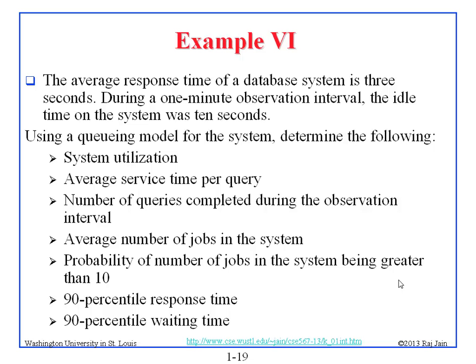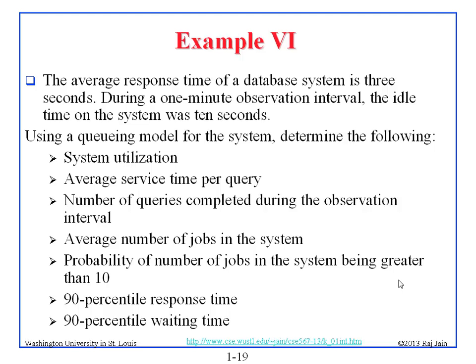The average response time of a database system is 3 seconds. So you did the measurement and you found out that your database system takes 3 seconds to answer the query. You ask, what is my balance? And it tells you in 3 seconds. During a 1 minute observation interval, the idle time on the system was 10 seconds. And then you observed it for 1 minute, 60 seconds. Out of that, it was busy for how long? 50. And 10 it was idle. That's all you know.